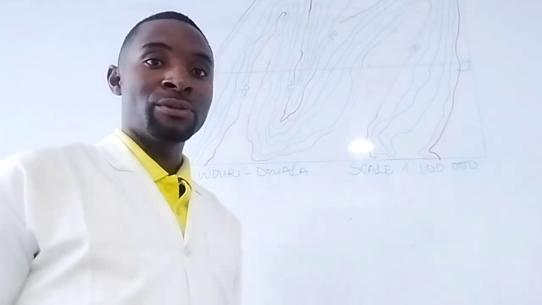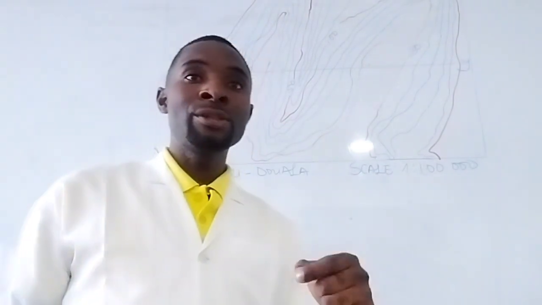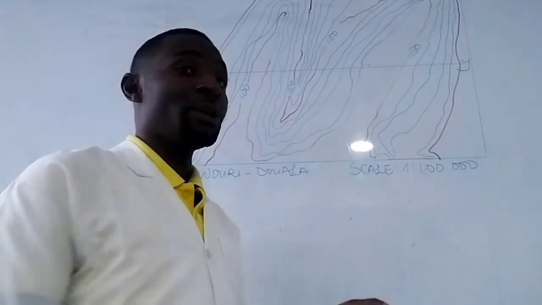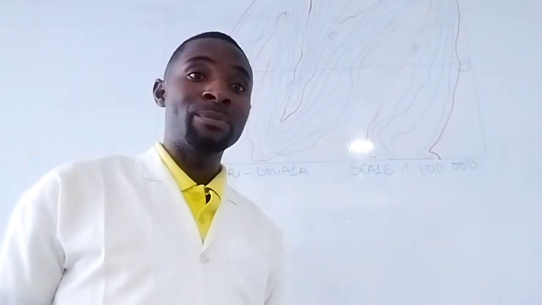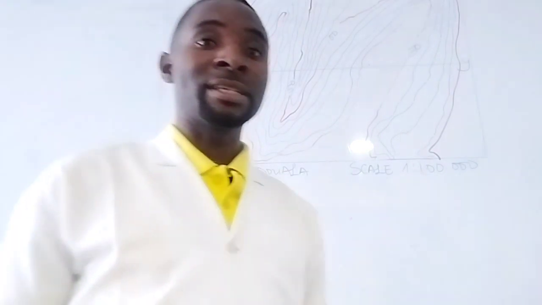There are two types of contours. By the way, when we talk about contours, what do we mean? We are simply referring to lines on a map like we can see here that represent places having equal elevation or equal height above sea level. Some people talk about equal altitude. It's the same as equal height above sea level.